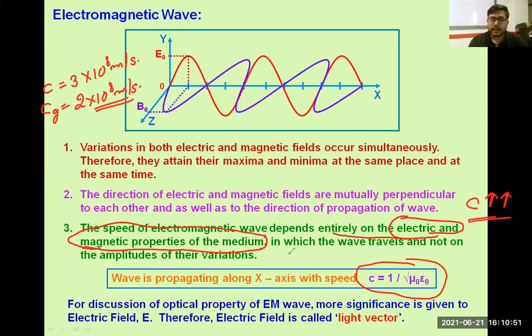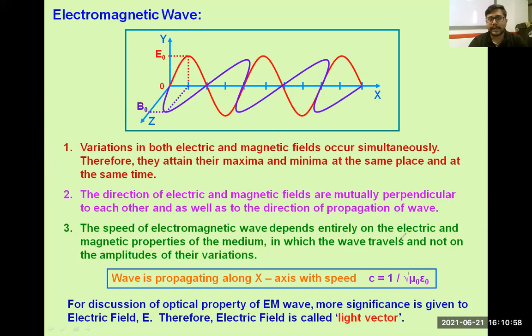So you can say the speed of light depends entirely on the electric and magnetic properties of the medium in which the wave travels, and not on the amplitude of their vibration. Amplitude means this E naught and B naught. It means the speed of light does not depend on these values E naught and B naught of their vibration. Basically, the speed of light is only dependent on the electric and magnetic properties of the medium in which it is flowing.